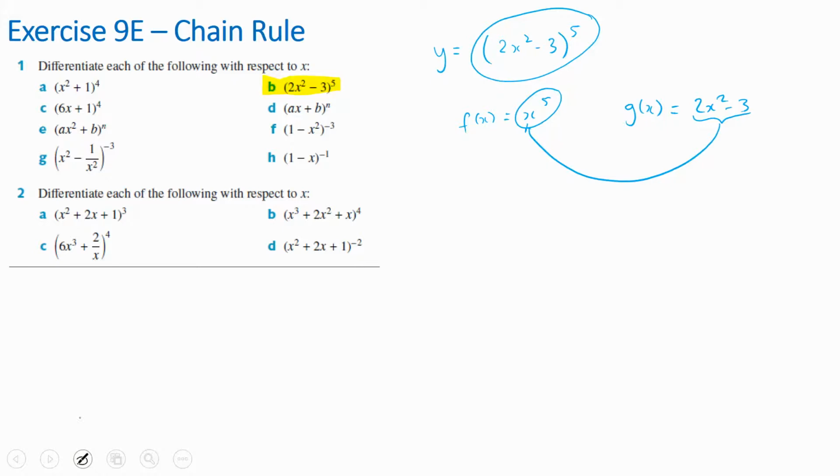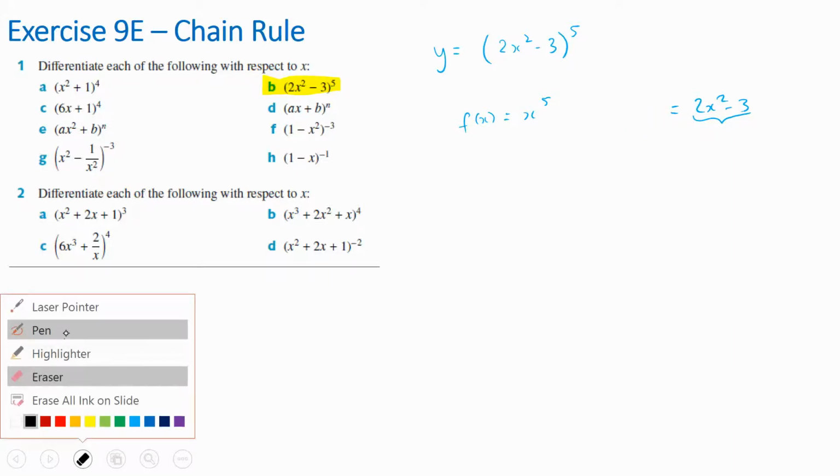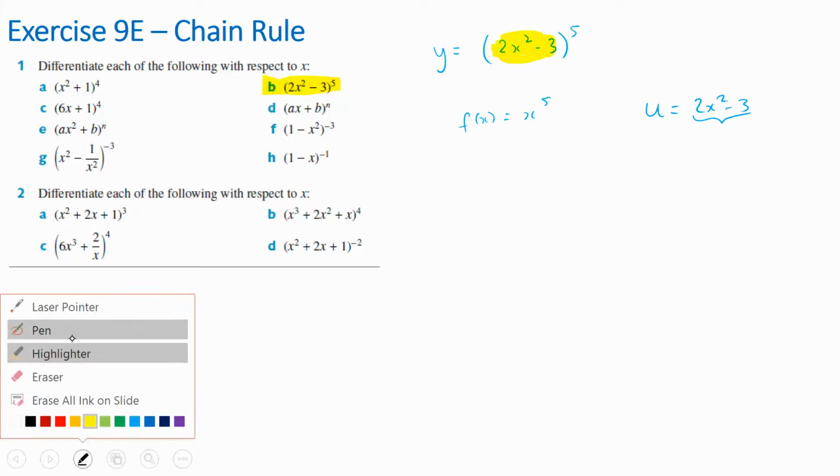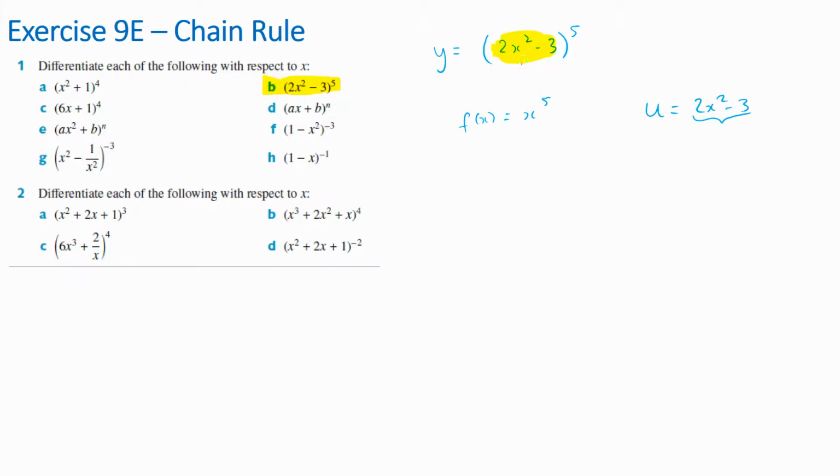So what we're going to do is say, in that case, let's replace the g of x with u. Let's call that something else. Let's call that u. So what am I calling u? I'm calling this u. I'm replacing the inside function with the letter u to make it easier. So if I do that, this whole thing becomes u.